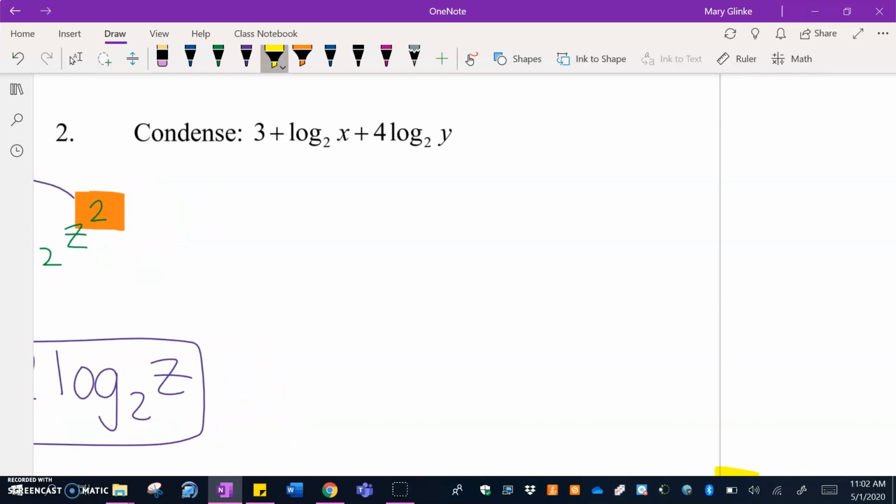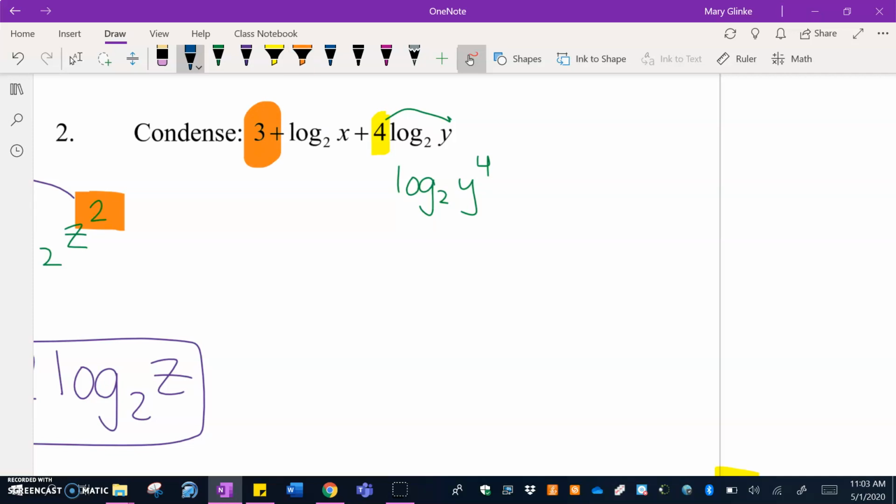So the first thing I notice here is that there's a 4. So this 4 here used to be an exponent. So I'm going to move it back up to the exponent. So this actually would be log base 2 of y to the 4th power. The other thing I notice is that there's this 3 here. We have to deal with this 3.